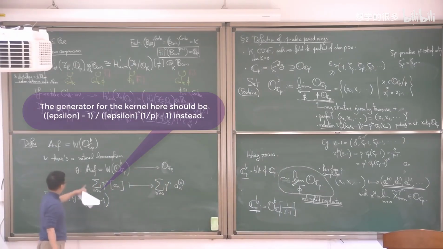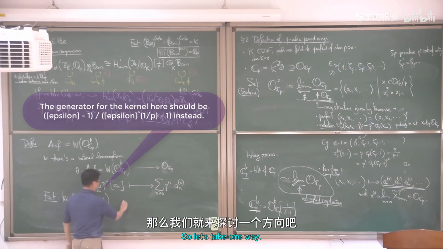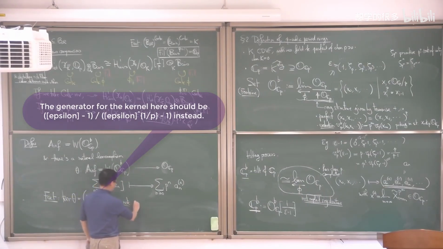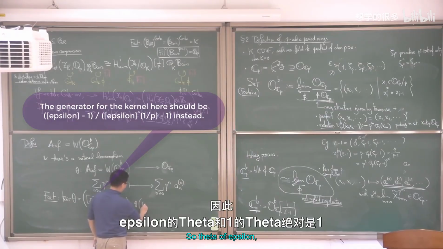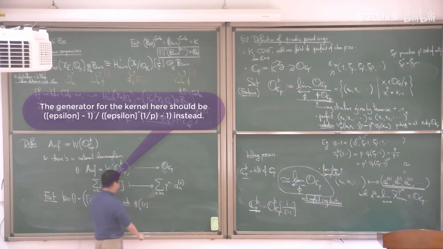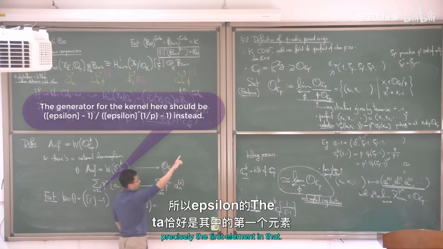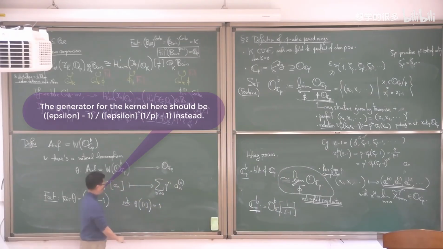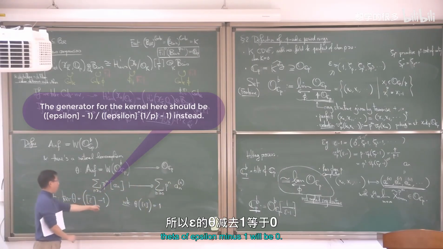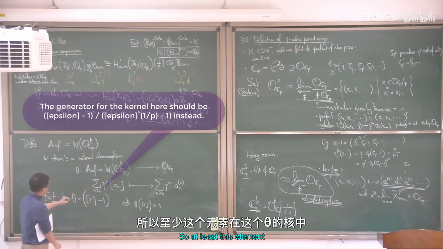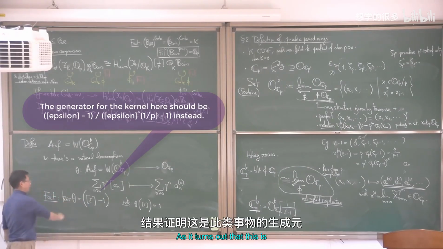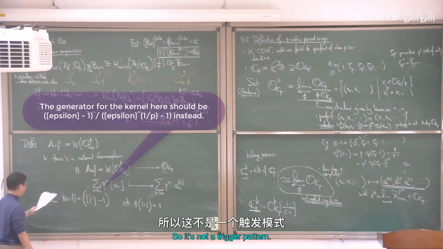So now, what is the image under theta? Let's check one way. Theta of 1 is definitely 1. So theta of epsilon is precisely the first element in that, namely just 1. Therefore, theta of epsilon minus 1 will be 0. So at least this element is in the kernel of theta. As it turns out, this is the generator of the kernel of theta. This is not a trivial fact.